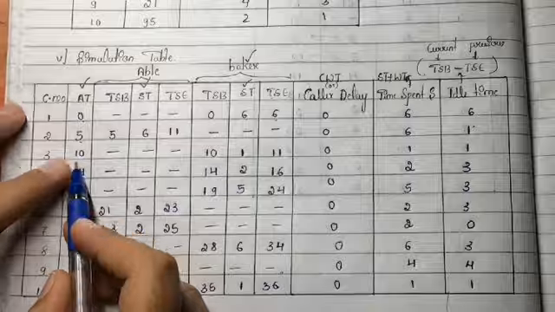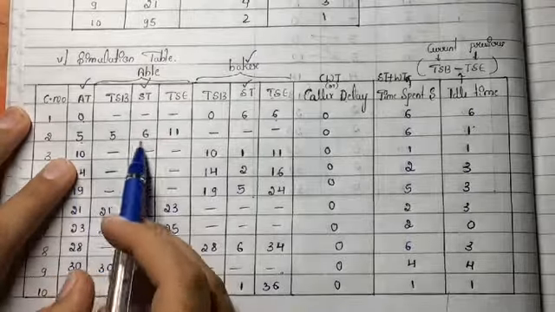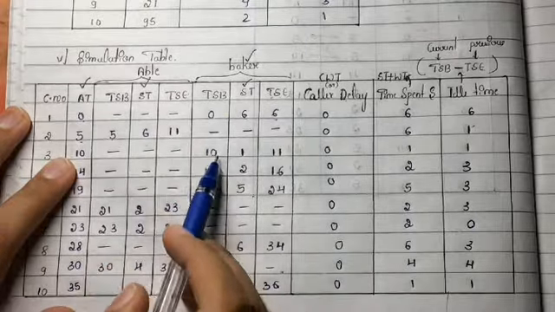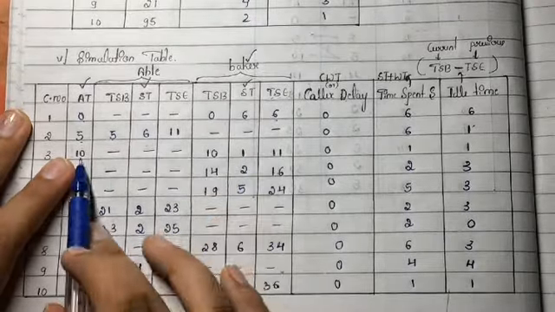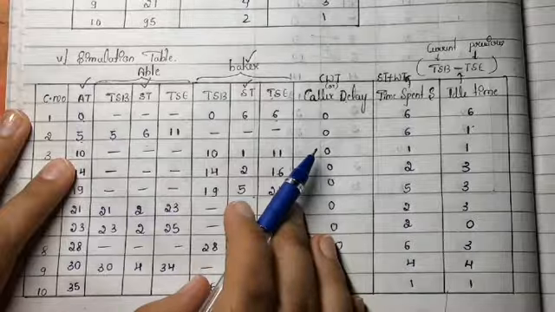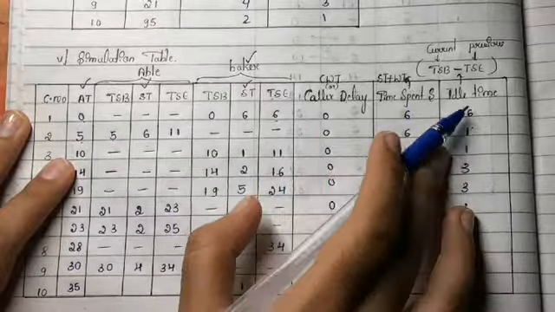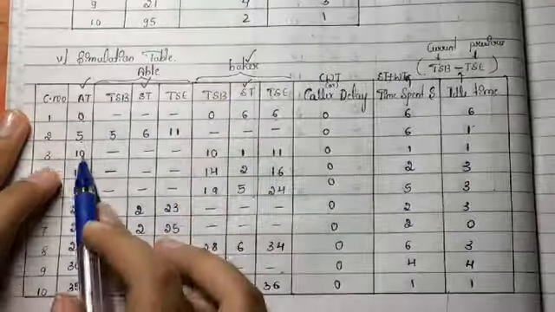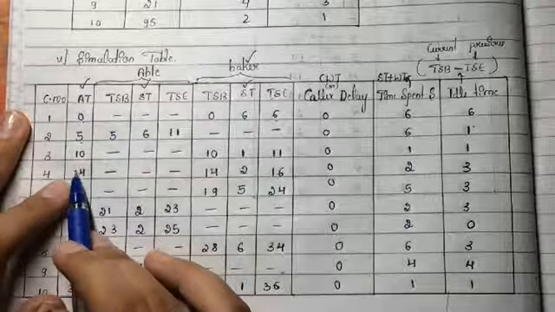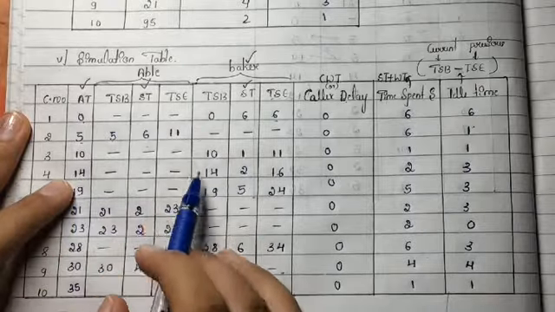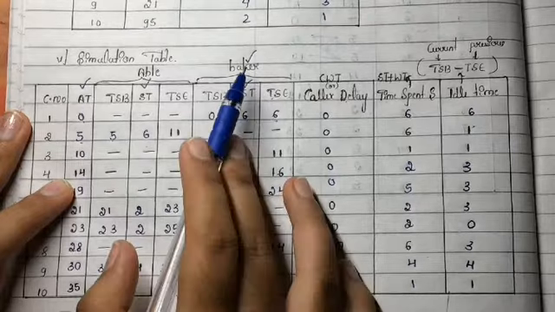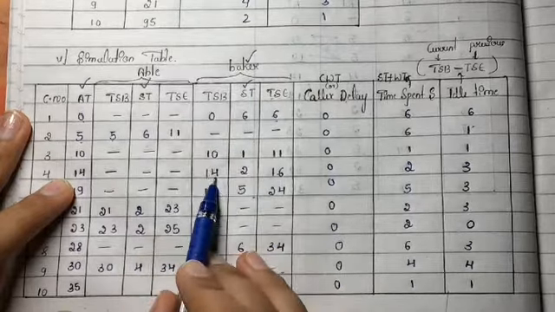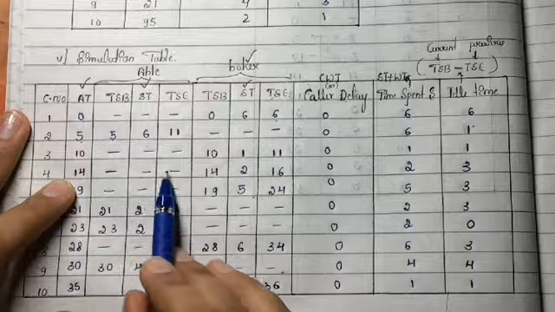Now for the third customer, the arrival time is 10. Check whether Baker is free. Yes, he is free, so 10 here. He does not wait, so the caller delay is 0, and time spent in the system and idle time can be calculated using the formulas. For the fourth customer, the arrival time is 14. Check whether they are busy. No, he is free, so 14 here and a dash here.